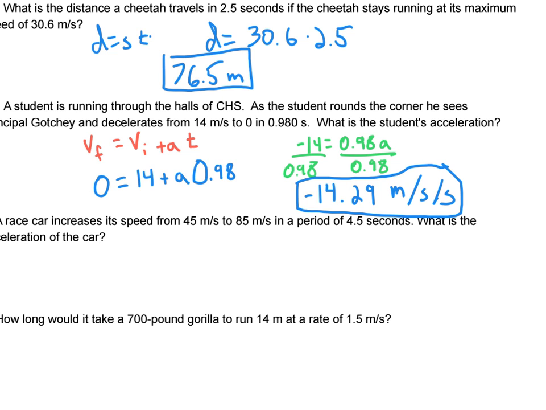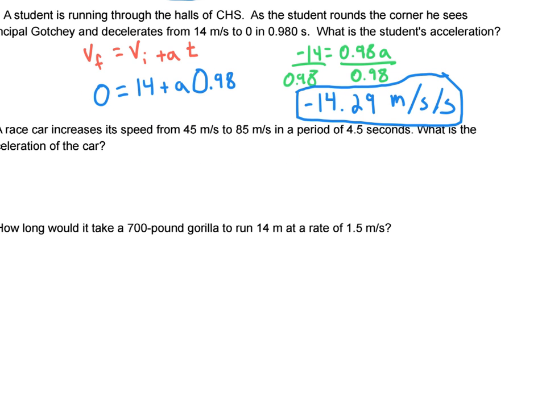All right, a race car increases its speed from 45 meters per second to 85 meters per second in a period of 4.5 seconds. What's the acceleration of the car? Now we're getting even further into our kinematics. I'm going to start labeling things. So that's our initial velocity, that's our final velocity, that's our time, and we want to know the acceleration. So we want to pick the equation that doesn't even have distance in it. And again, it's the same equation as the one up here.